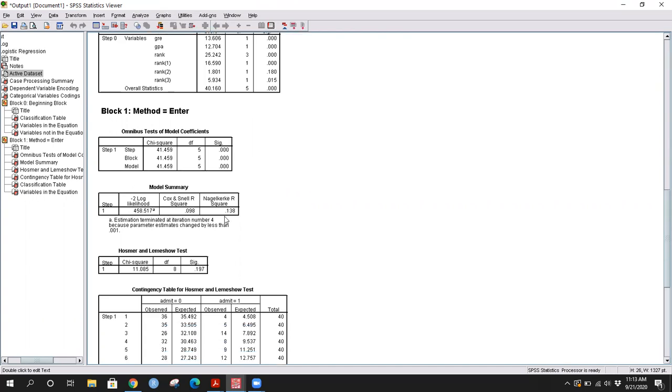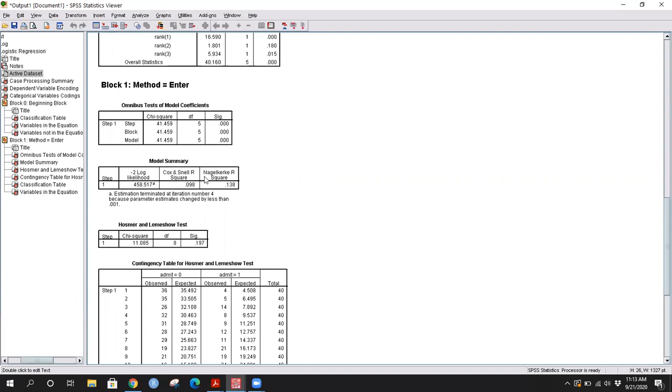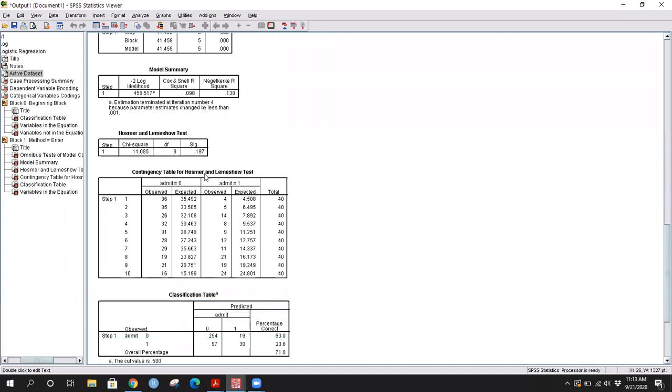Fine. That is where I would like to stop this particular lecture, and in the next lecture, in the part of logistic regression only, we'll interpret the latter half of the output.